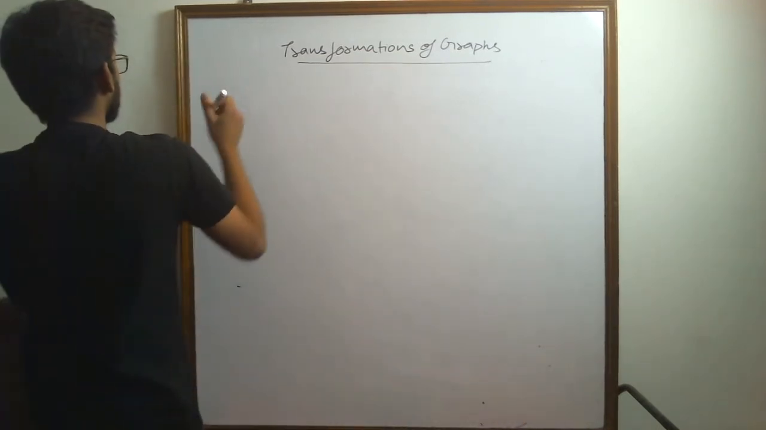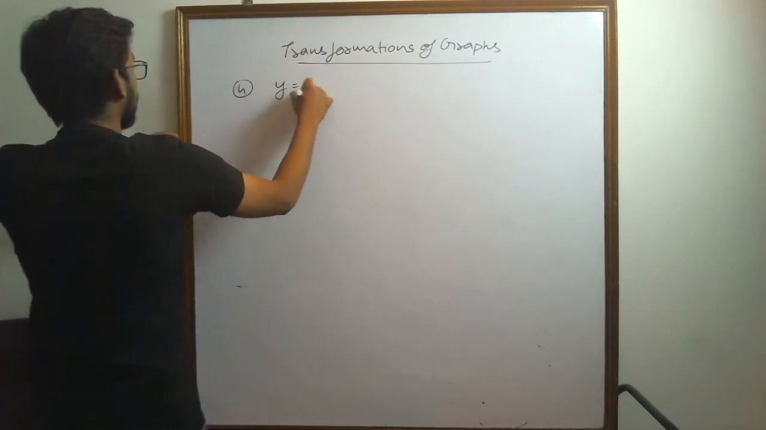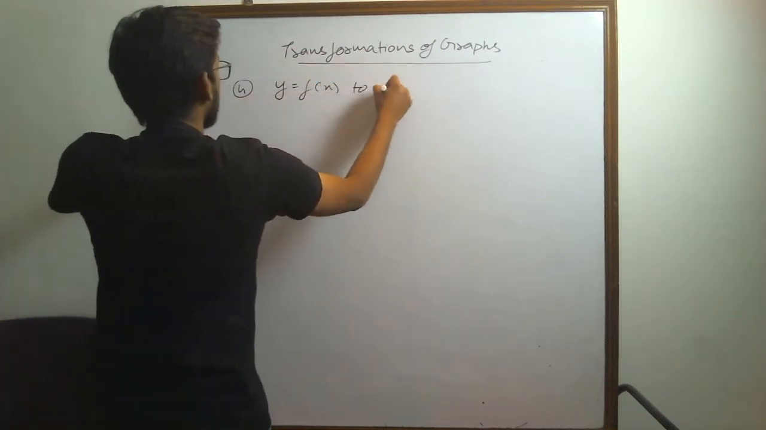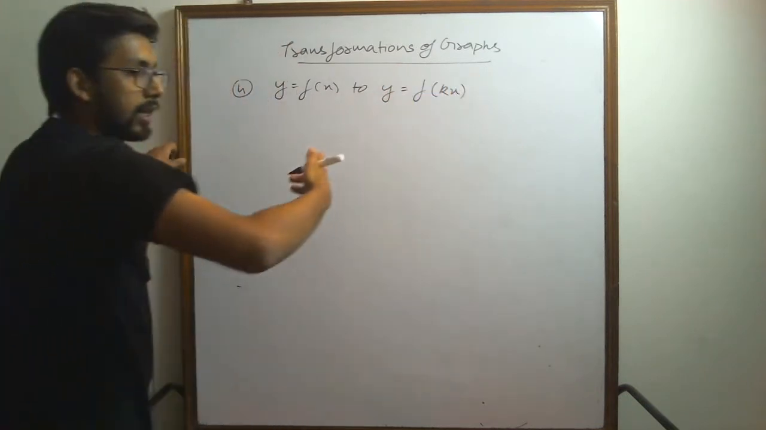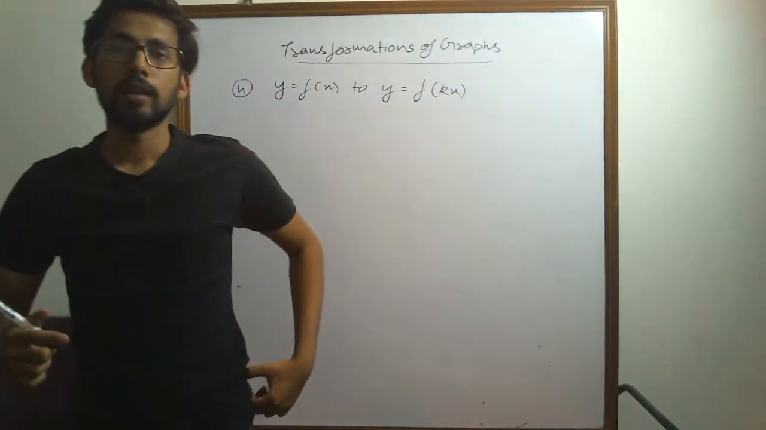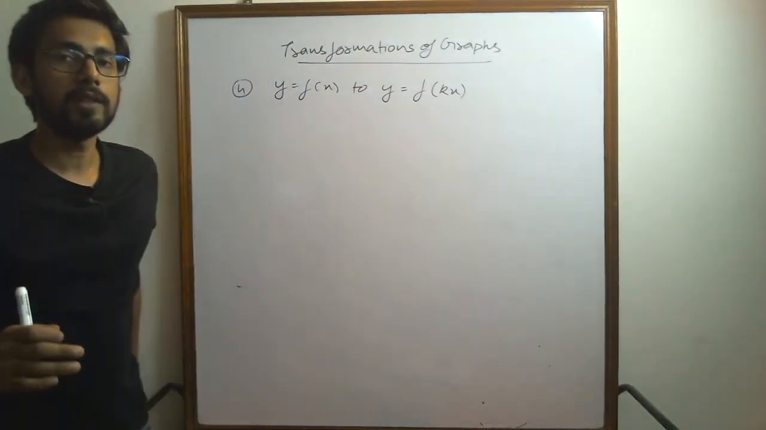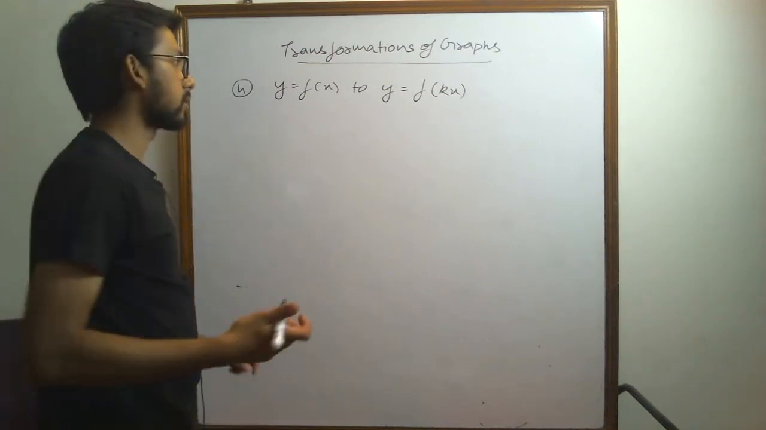The fourth transformation is y is equal to f of x to y is equal to f of k into x. So this time we are multiplying the variable by a constant k. That means wherever x is appearing in the function, it is replaced by kx.